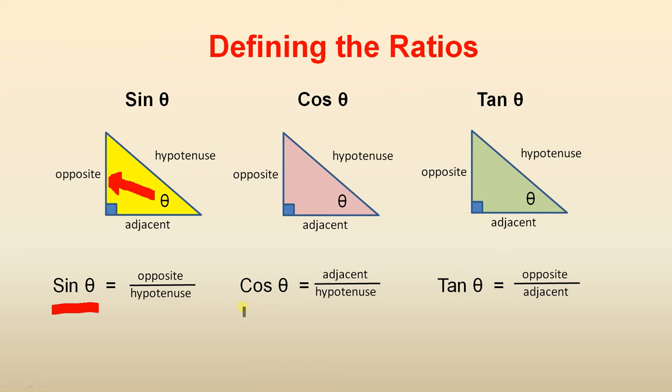In a similar manner, cos theta is the adjacent over the hypotenuse. Of course, this side here is adjacent to theta. That's why we call it the adjacent. So cos theta is adjacent over hypotenuse. And finally, tan theta is just opposite over adjacent. So it's this side over this side. So that's all those three ratios are. They're just fractions. Okay, here they are, fractions or ratios, nothing more.